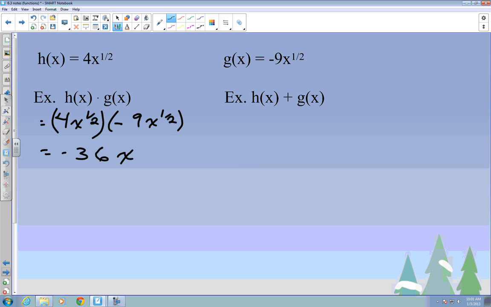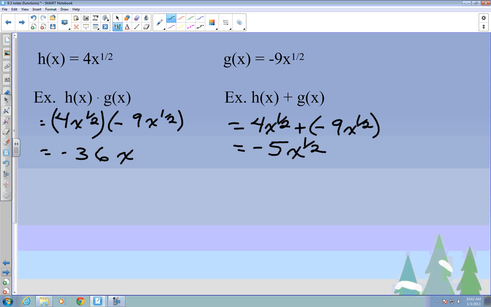H of x plus g of x. First of all, if you didn't get it, do you see what you need to do differently, or do we need to look at that again? Okay. H of x plus g of x. So that is 4x to the 1/2 plus a negative 9x to the 1/2. So 4 plus a negative 9 because they're like terms. Negative 5x to the 1/2. Okay, everybody get that one?